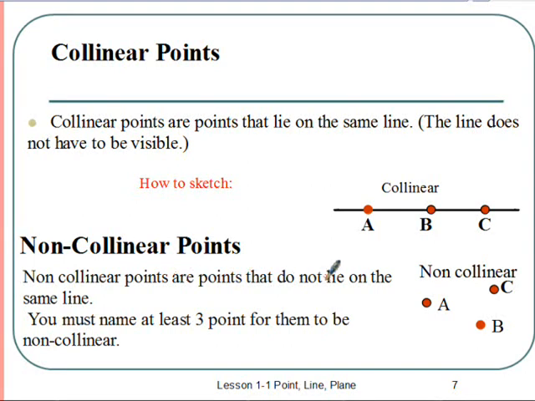Non-collinear points are points that don't lie on the same line. So I can't draw one line through A, B, and C here. Now, some people are saying, well, yes, you could. You could draw a line like this and get through all 3. Well, that's not a line. A line extends forever in both directions and never changes direction. So that's not a line. We must name at least 3 points for them to be not collinear, because through any 2 points, no matter where they are, I can always connect those and make that into a line.